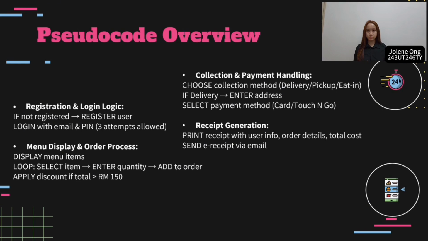The fourth one is making payment. Users can select payment methods by credit or debit card or Touch 'n Go, then confirm payment after processing. And the last one is receipt generation. It prints the receipt with user info, order details, collection method, and also the total amount paid. After that, it will send the e-receipt via email.